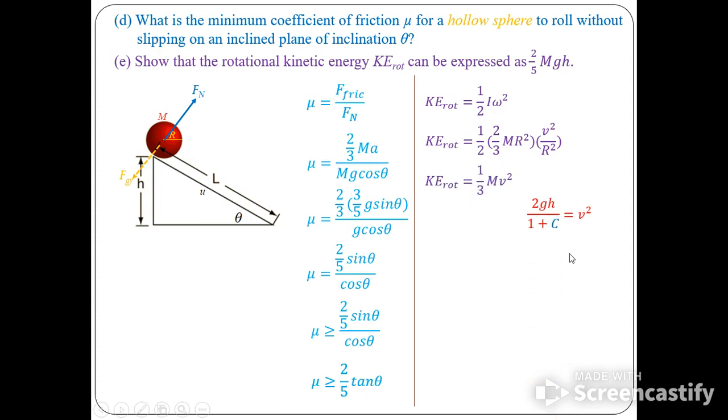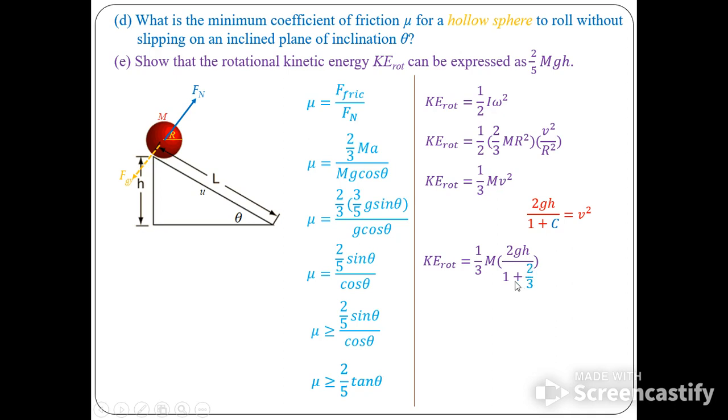But you already know v from part A. In part A, I derived a general expression for you, which is just 2gh over 1 plus c, where c is your coefficient of moment of inertia. In this case, it would be 2/3 for a hollow sphere at the center of mass. So if we substitute that, where c here is 2/3, instead of v squared here, I substitute all this right here. So there's a 2gh over 1 plus c, but c again is 2/3.